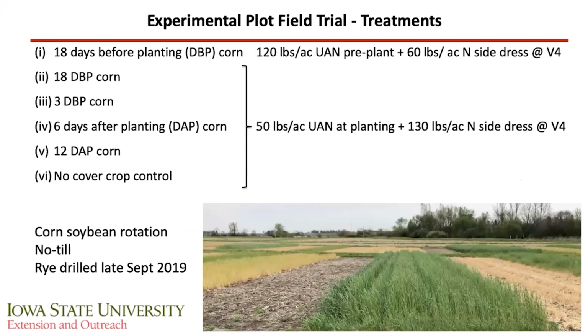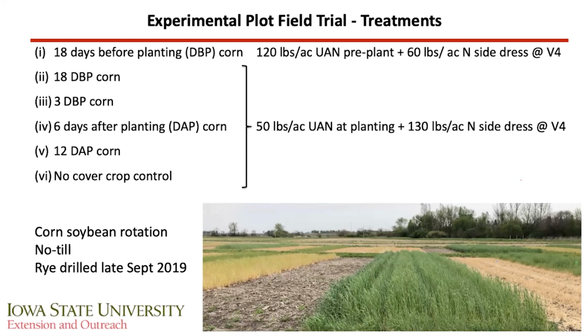So in our experimental plot field trial, we have a number of different treatments. First of all, it's a planting green treatment, right? So I'm going to focus on when we are spraying or terminating the rye. We're either terminating the rye 18 days before planting, 3 days before planting, 6 days after planting, or 12 days after planting, and then of course we have a no-cover crop control.